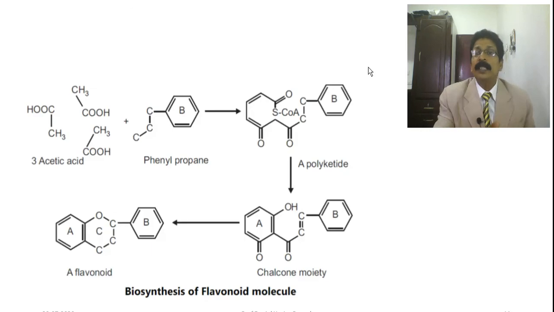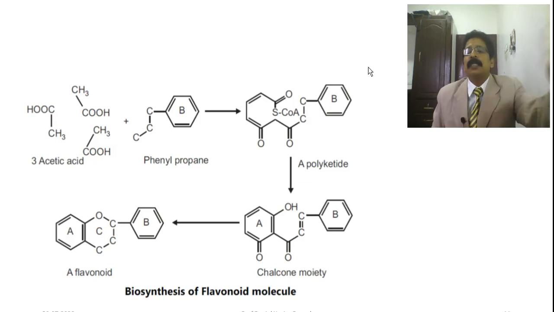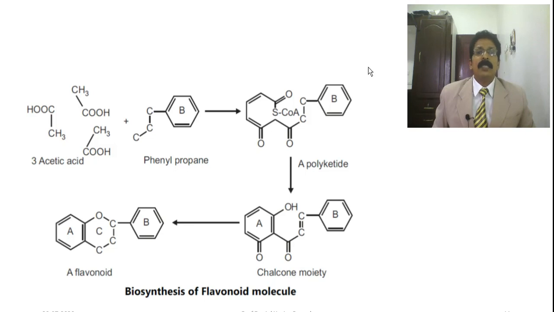So, see here, the same thing we have written, what I explained there, we have shown in a structural form: 3 molecules of acetic acid, acetate molecules, plus a phenylpropane, and you will get a polyketide form, and then it gives a chalcone moiety which can be converted into flavonoid.